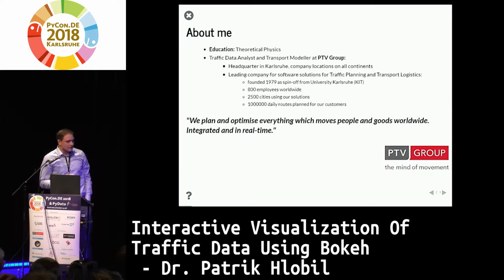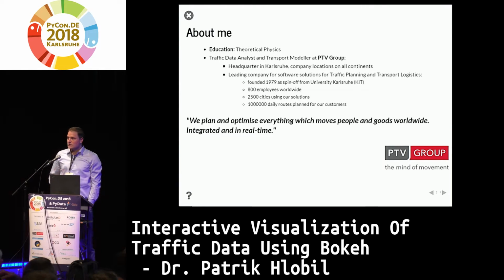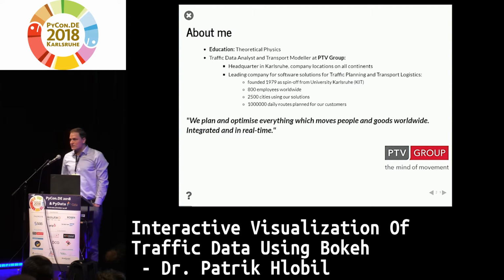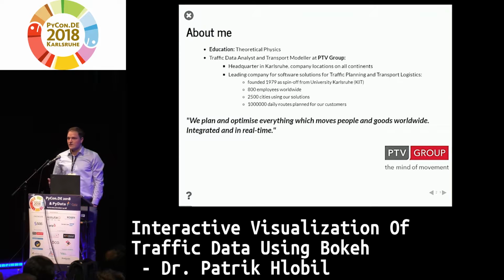So we have about 800 employees. We have 2,500 cities that use our solutions. And we were, by the way, founded about 40 years ago as a spin-off of the University of Karlsruhe, which is now the KIT. Furthermore, we have our headquarters here in Karlsruhe. But we have company locations all over the continent, and our slogan, as we see here, I think summarizes pretty much what we do. We plan and optimize everything which moves, people and goods, worldwide, integrated and in real time.